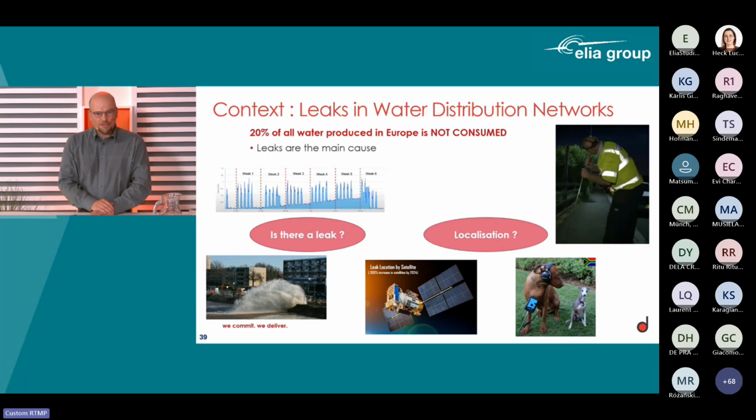At the right bottom, there's a photograph of two dogs. That's actually in South Africa. They use dogs that are sniffing around and smelling whether there's more humidity in the ground than there used to be before. So they actually use the capabilities of dogs to detect leaks. And you can also use satellites to see humidity increase in certain areas of the country and so forth. So these are all techniques.